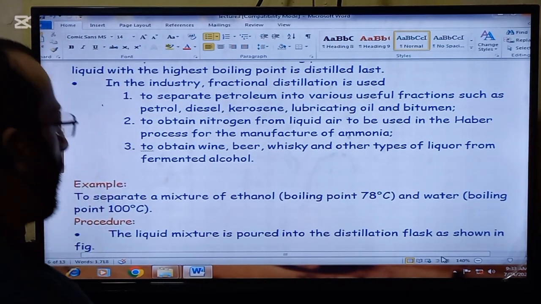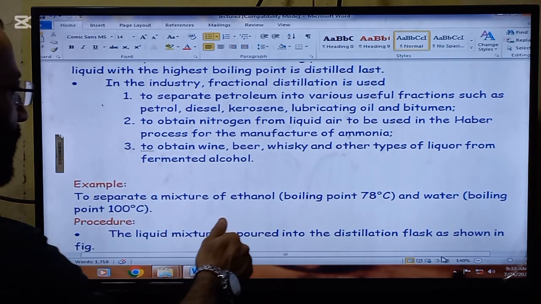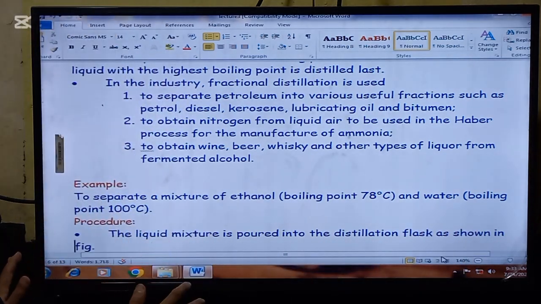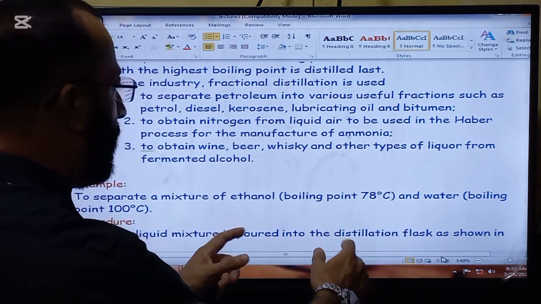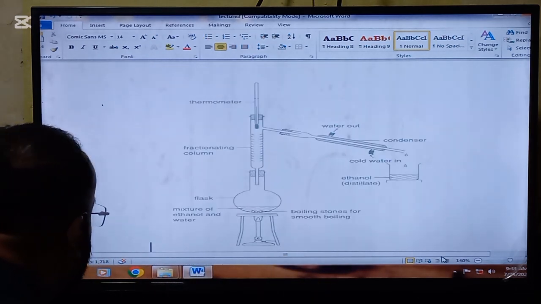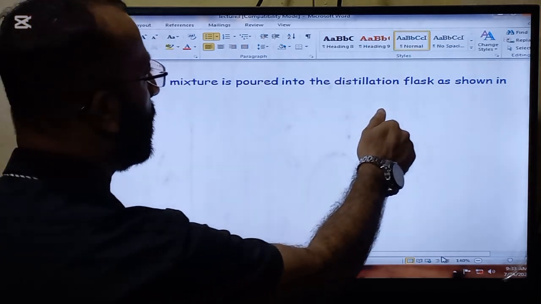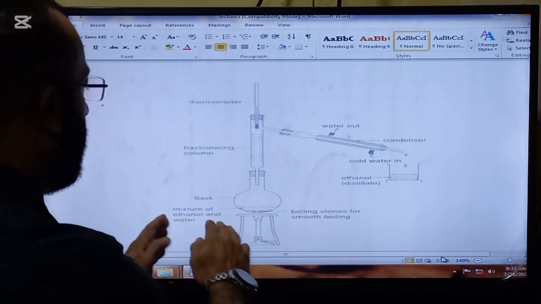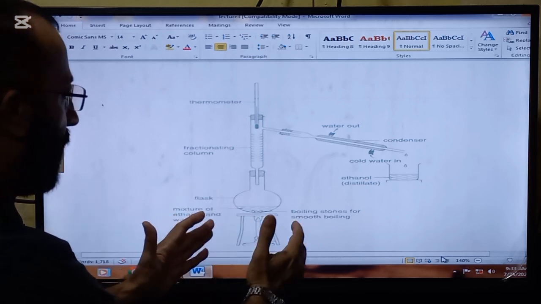So we are going to understand this topic, fractional distillation, through an example: to separate a mixture of ethanol, boiling point 78 degrees C, and water, boiling point 100 degrees C. So here you can see two liquids which are miscible with each other, having different boiling points, will be separated through fractional distillation. So the procedure is, look here, the liquid mixture is poured into the distillation flask as shown in the figure. So here is a flask in which the mixture will be put. The mixture is of ethanol and water.